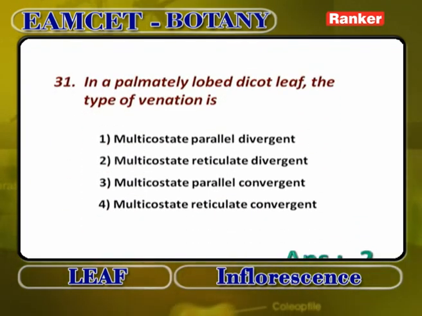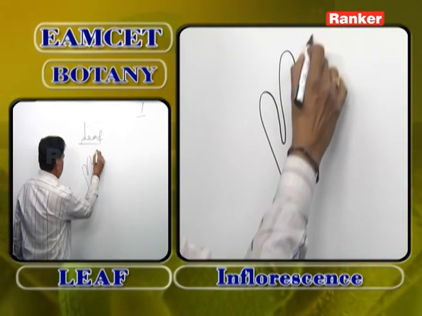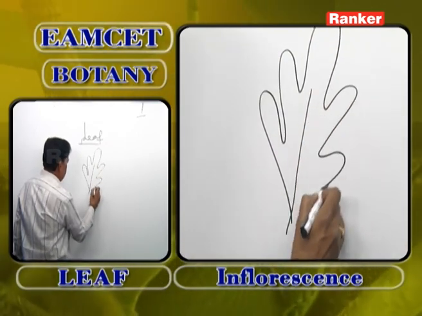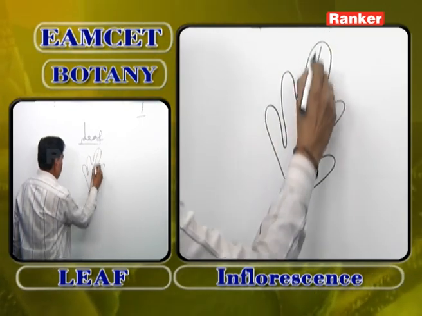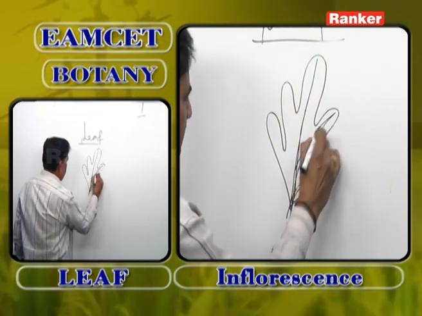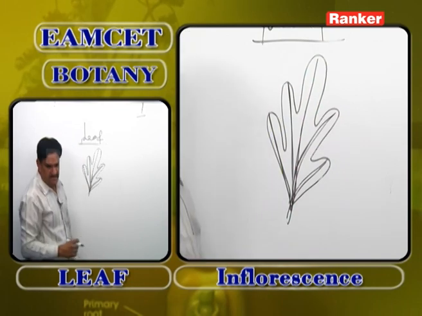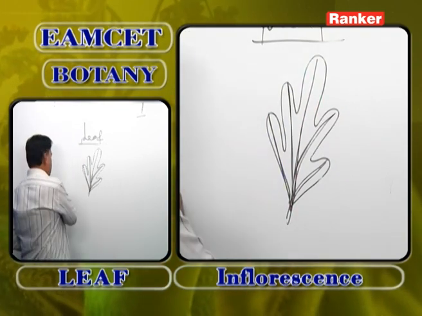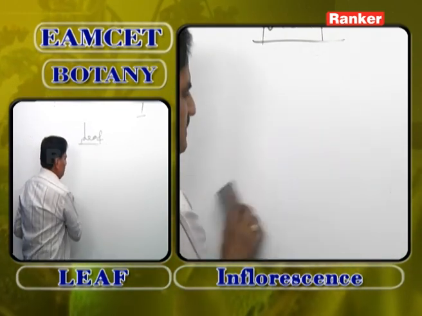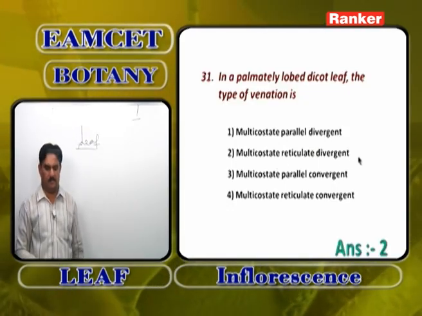In a palmately lobed dicot leaf, the leaf lobes in the lamina resemble fingers in a palm, like this. This is a palmately lobed dicot leaf. If many midribs are there, all the midribs ultimately enter their independent lobes. So, definitely the answer for this is multicostate, reticulate, divergent venation.